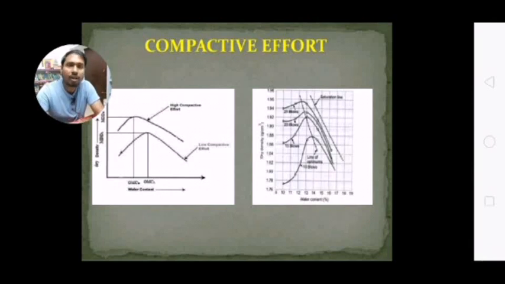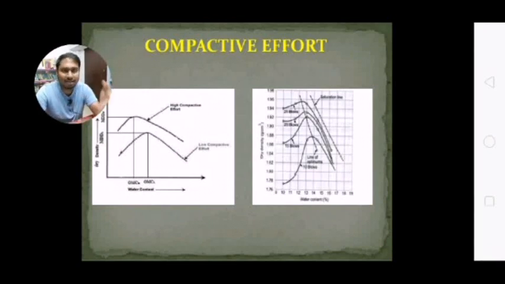From the left-hand side figure, we can see that the top graph shows the higher compaction effort, and the lower curve shows the low compaction effort. We can easily observe that with the higher compactive effort we get high density, and with the low compactive effort we get low density compared to the high compactive effort.